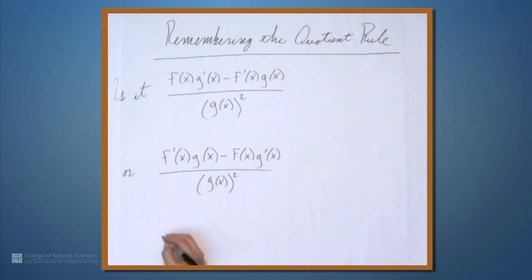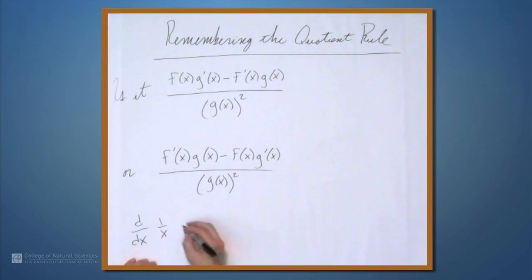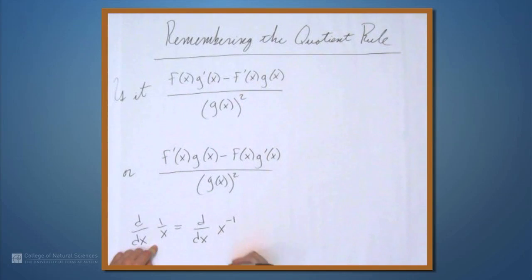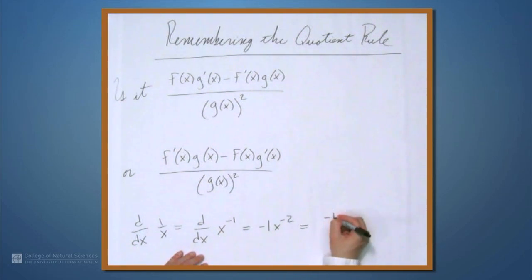I like to take 1 over x. So the derivative of 1 over x, we could figure this out using the quotient rule, but that's the thing that we might not remember. So we can also figure this out using the power rule, because 1 over x is x to the negative 1. So the derivative of this is negative 1 times x to the negative 2. And this simplifies to negative 1 over x squared.